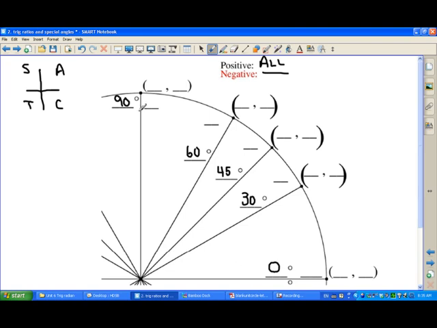If I'm on a unit circle and I haven't rotated at all, my terminal arm is sitting at 0 degrees, my point on the unit circle would be an x value of 1 and a y value of 0. I'm 1 unit over on the x-axis and I haven't moved up at all.